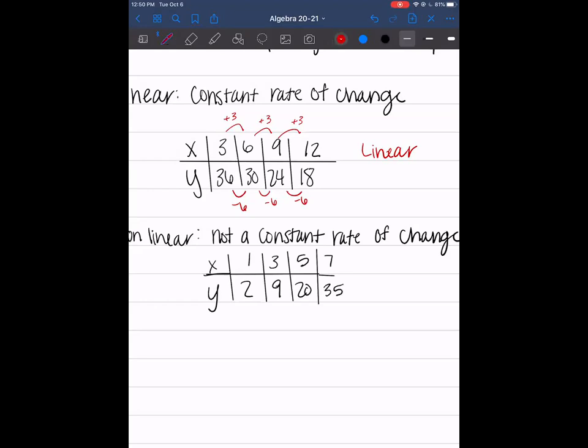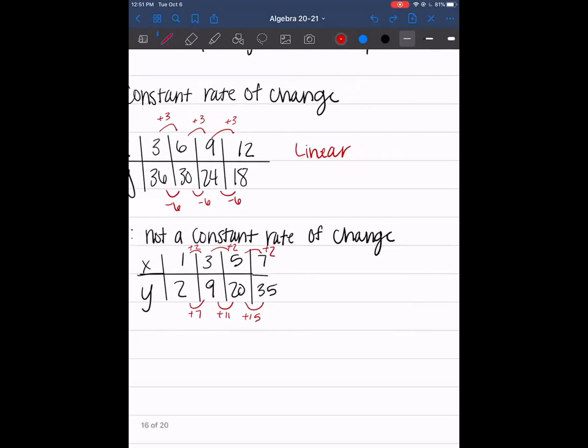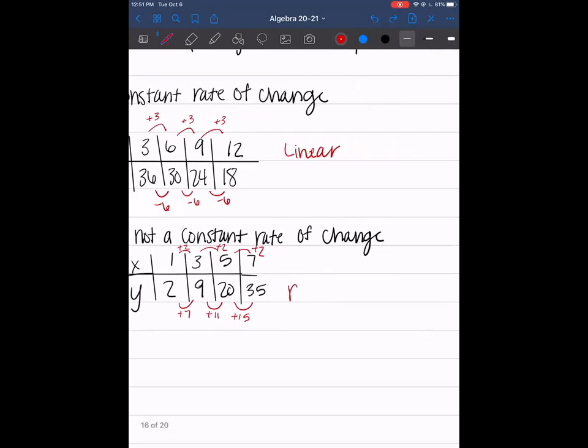Okay, so looking at that, we know that going from 1 to 3 is plus 2, 3 to 5 is plus 2, and 5 to 7 is plus 2. So my x is still constant. But if we go from 2 to 9, that's plus 7, and then 9 to 20 is plus 11, and then 20 to 35 is plus 15. Because the y's changes are different, it's not a constant number. It's not the same number each time. This is not constant, so it is nonlinear.